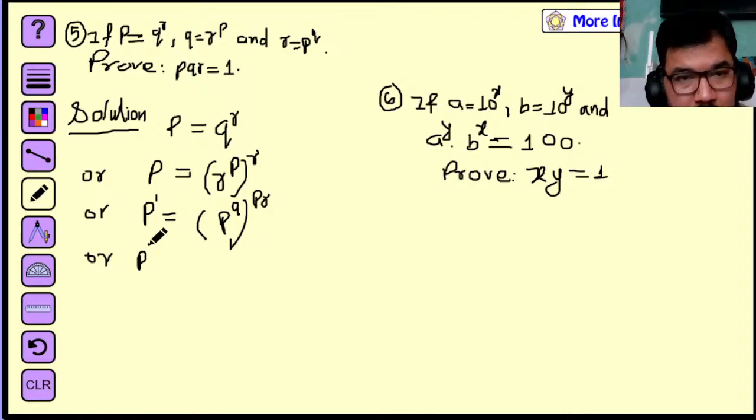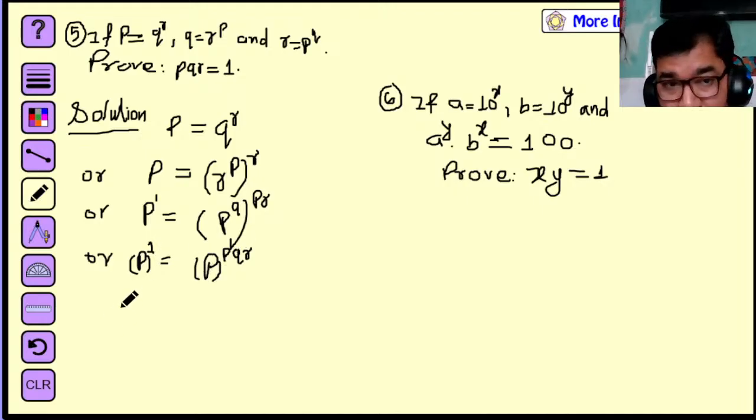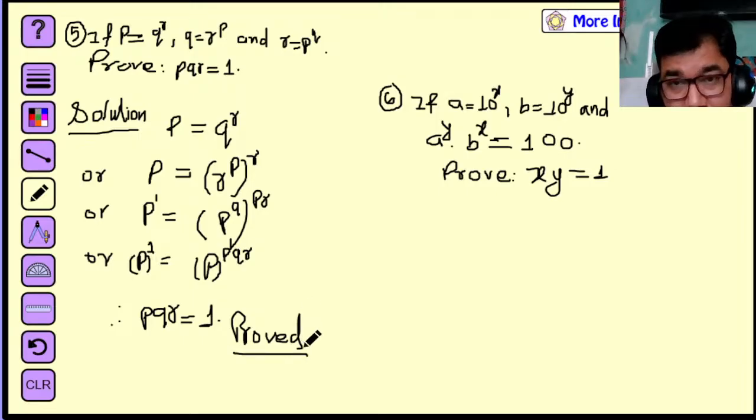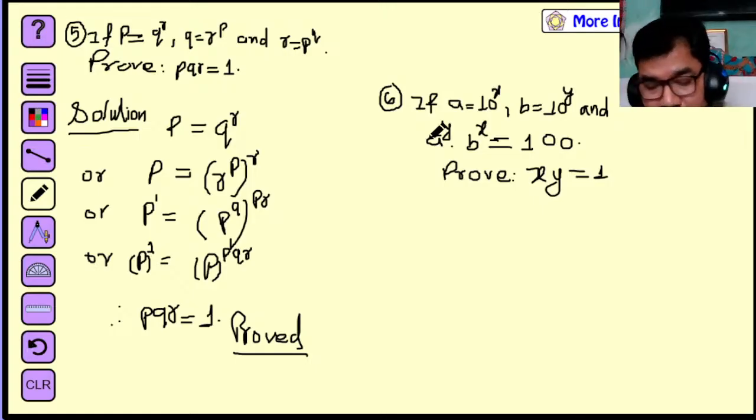Then what is happening here? p to the power 1 equals p to the power pqr. This p, r multiplied with q, so it will be p to the power pqr. All three powers will be multiplied here. Then look, on both sides the base is the same, p here and p here. If the bases are the same, then the powers will also be equal. That means 1 equals pqr, that means pqr equals 1. This is proved. Similarly, we have to prove question number 6 also.